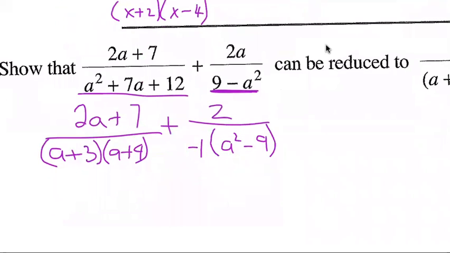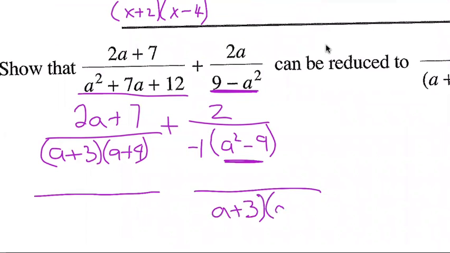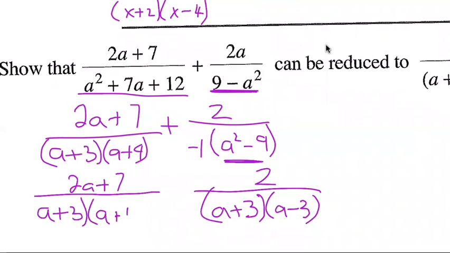Now, a couple of things happen here. I'm going to factor this using difference of squares, a perfect square separated by a minus. That's going to factor to (a + 3)(a − 3), my 2 on the top. I'll come back to the negative 1 in a second. (2a + 7)/((a + 3)(a + 4)).